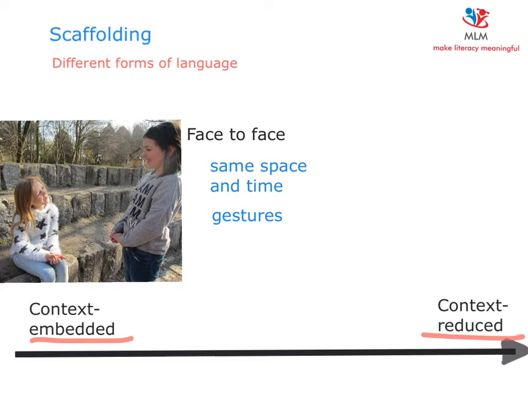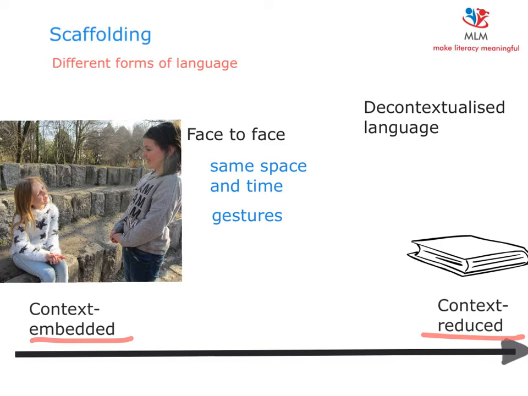On the other hand, there is also context-reduced language. In a book without pictures, language is decontextualized, which means that the message is transmitted only via the use of language.